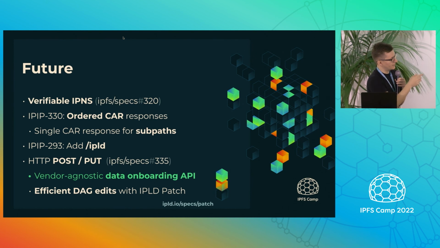Adding IPLD support is ongoing: DAG-JSON, DAG-CBOR. We are also discussing adding a separate IPLD namespace for more advanced things, like data layouts and custom schemas. And in general, going beyond just retrieval. If we want the gateway to be a vendor-agnostic data onboarding API, then we need to agree on a specification around POST and PUT. And if we have that, we could go even further and have very efficient DAG addition and DAG edits using the IPLD path spec, for which we have a specification. It's just a matter of figuring out a way that would make sense for exposing this on the gateway.